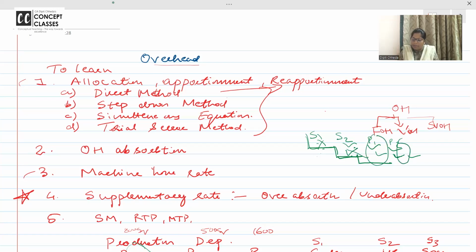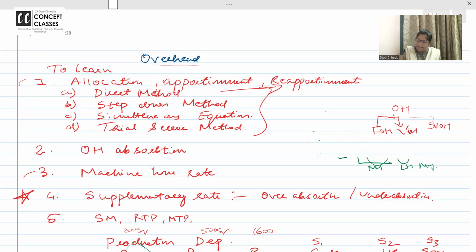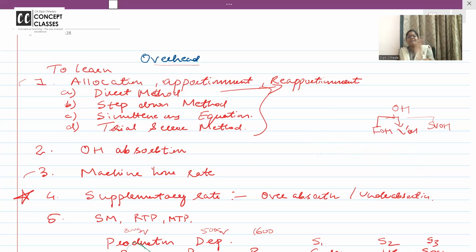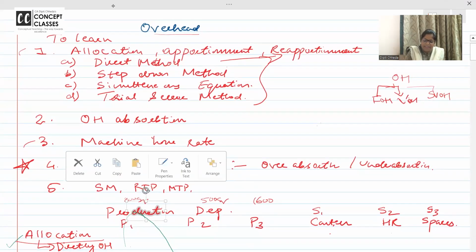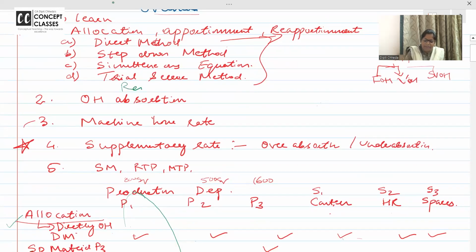And now we have P1 and P2, divided by machine hours to get the machine hour rate, labor hour rate, or number of units. The denominator depends. If it is a machine oriented production department, divide by machine hours. If labor oriented, by labor hours, or else divide by number of units. Are you all with me? So like this, step down method is used when one service department is giving service to another, but it's not taking back. And then you have simultaneous equation, trial and error method, repeated distribution method.